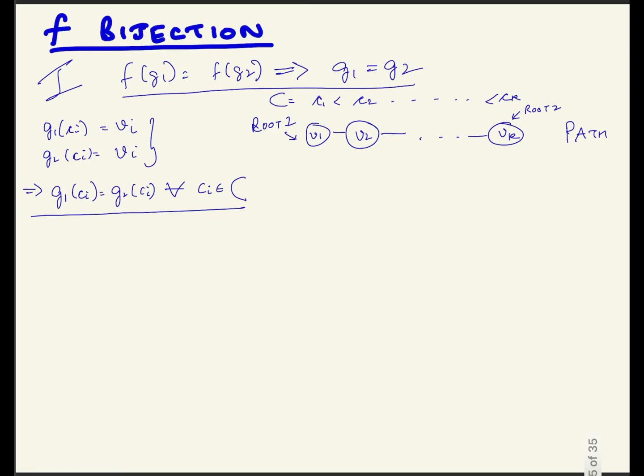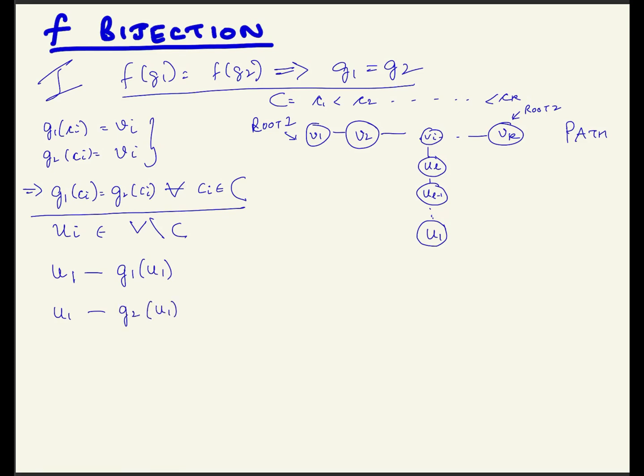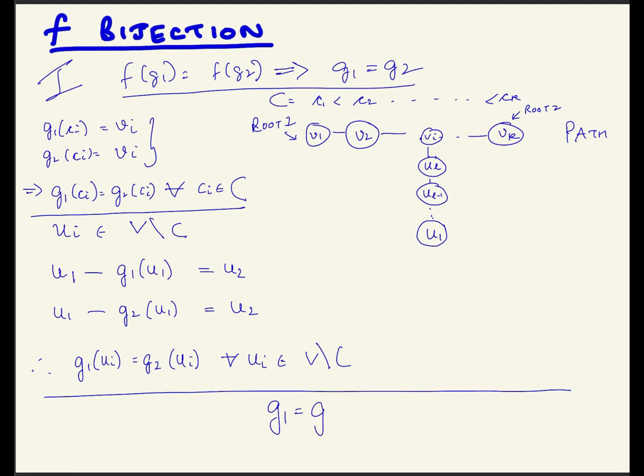Now, the proof for the other vertices is similar. So let's say Ui belongs to the set of all vertices V except for those in C. Now, these Ui's are connected to this path V1 to Vk. And let's look at one branch which is of length L. So it starts from U1 and then goes to UL and then connects to the path. Now, through the construction process, we know that G1 will create an edge between U1 and G1 of U1. And similarly, G2 would have created an edge between U1 and G2 of U1. But since this doubly rooted tree is the same, we know that G1 of U1 is U2 and G2 of U1 is also U2. And so we can say that both G1 and G2 are the same for all Ui's in V slash C. And so from the union of these two results, we can conclude that G1 equals G2.